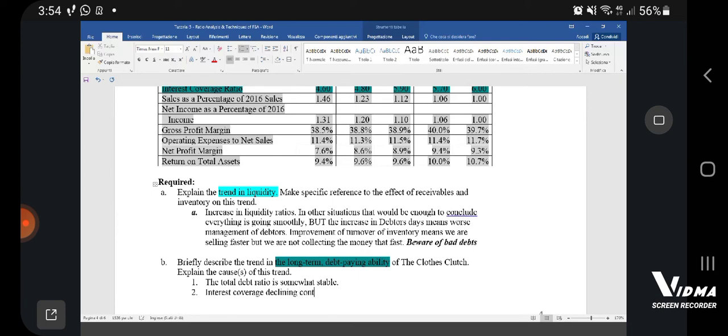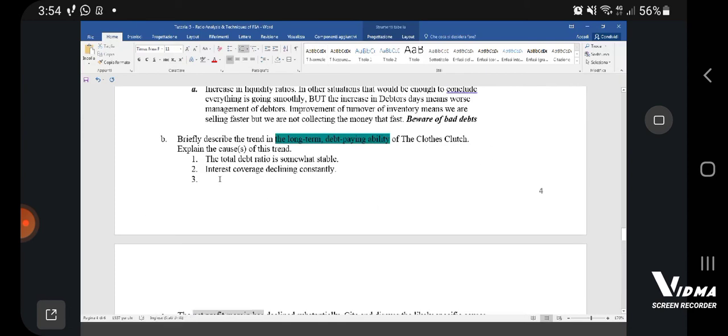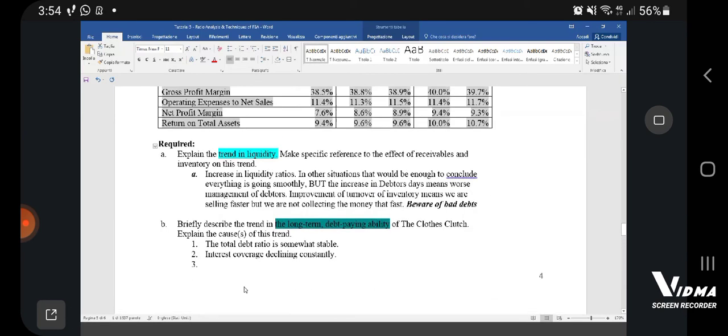Why the interest coverage may decline or decrease over time. What are the reasons that it can happen? Interests are growing. First one, interest rates or interest expenses.